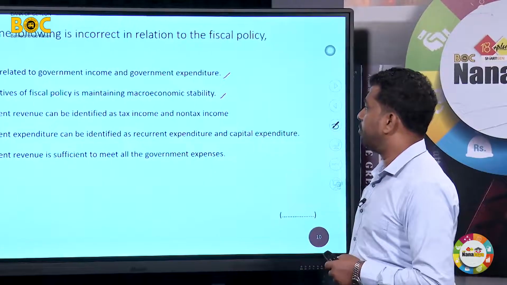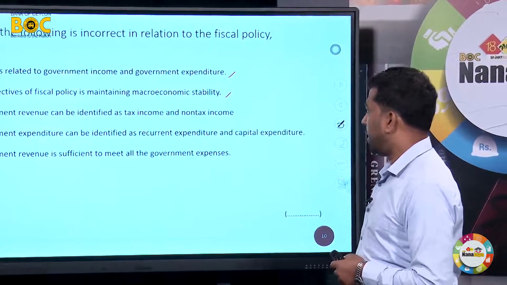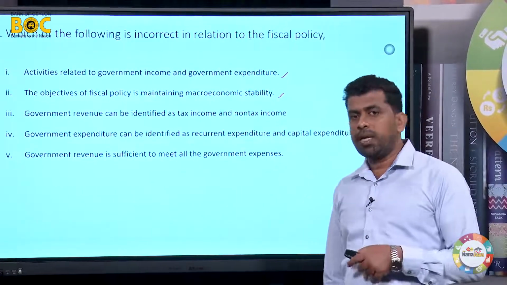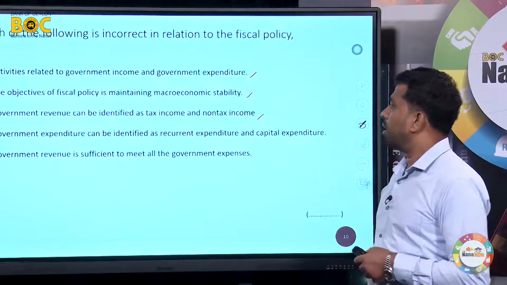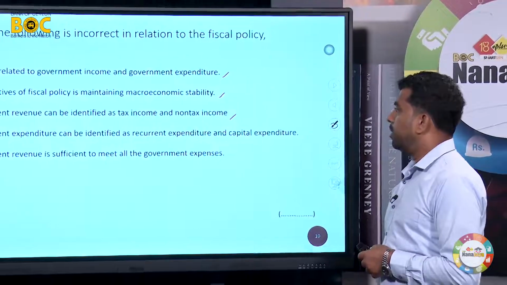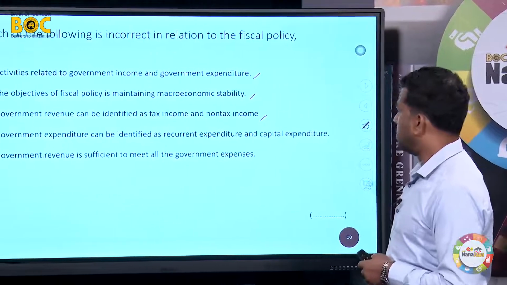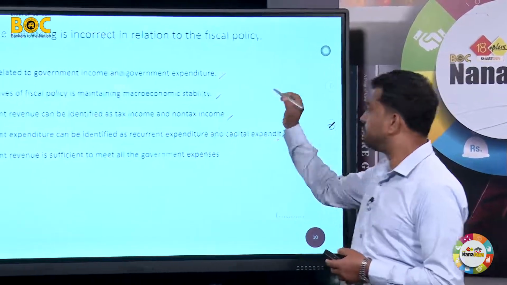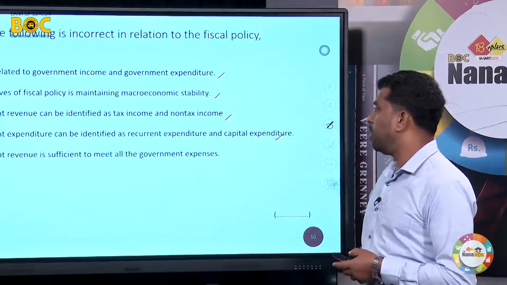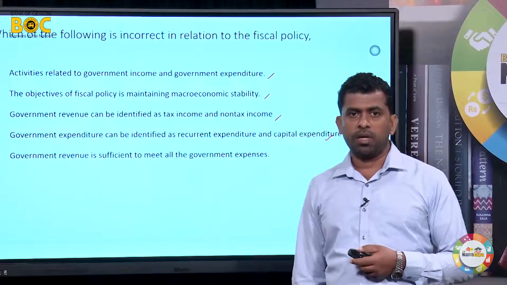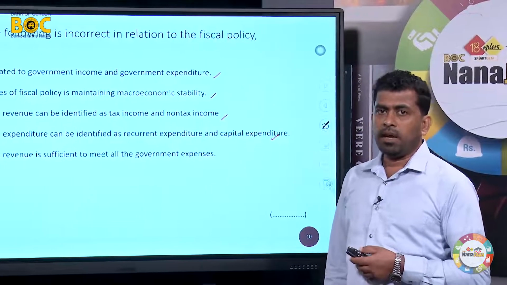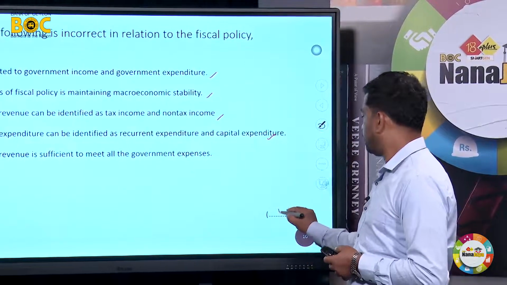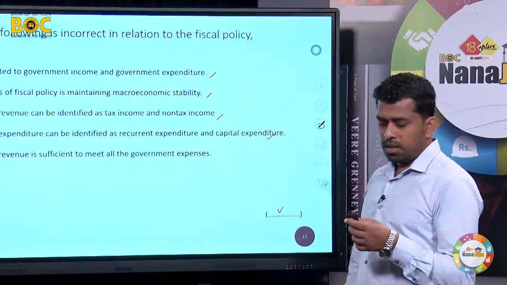Government revenue can be identified as tax income and non-tax income. We know government revenue we can divide in two parts as tax income and non-tax income. So this is correct. Government expenditure can be identified as recurrent expenditure and capital expenditure. These are the two components of government expenditure, so it is also correct. Government revenue is sufficient to meet all the government expenses. It is wrong. There's a deficit in the government budget. So this is the incorrect option. Fifth one. Question number 10.